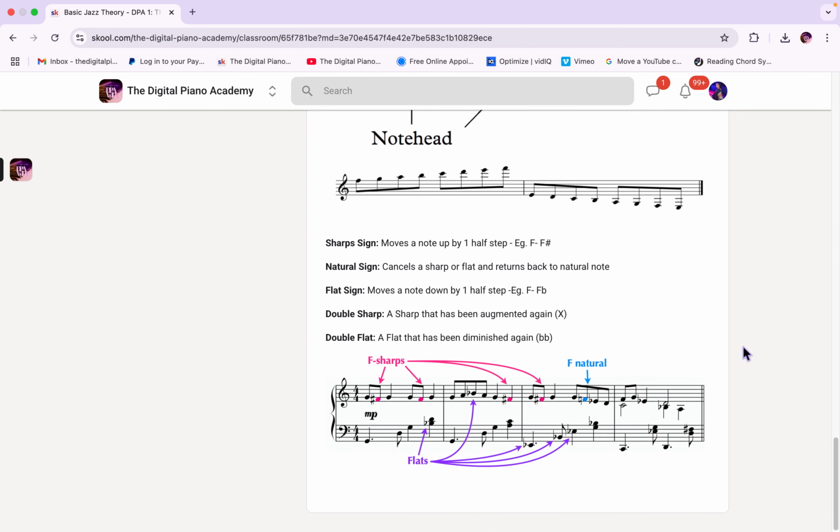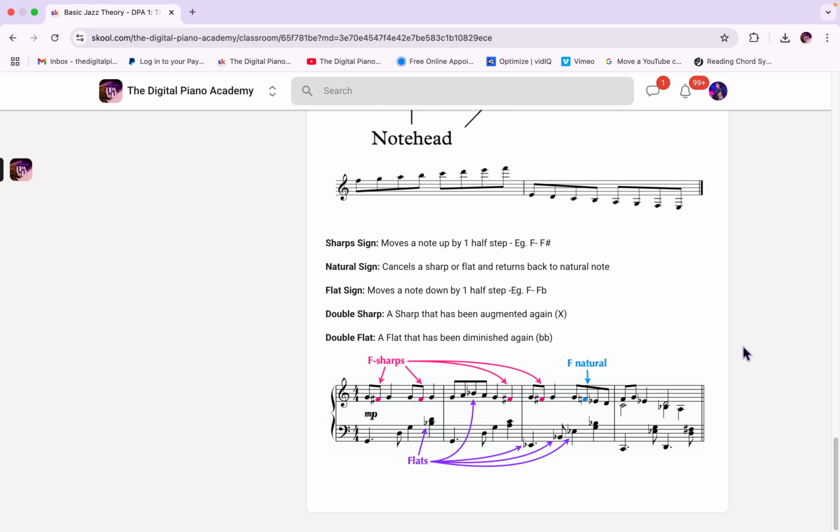Okay, next we have sharp signs. So this moves the note up by a half step. So for example, going from F to F sharp. We have a natural sign, which cancels a sharp or a flat and returns it back to the natural note. A flat sign moves the note down a half step. So for example, going from F to F flat or E natural.